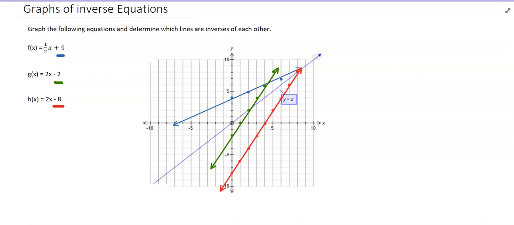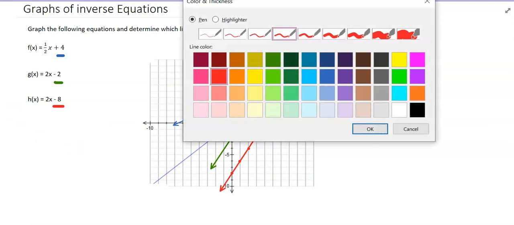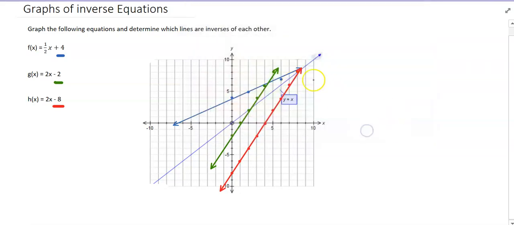And when I look at this sketch, it appears that the blue one and the red one are inverses of each other right here, because they are flipping over this line y equals x. So the blue line, which is the f of x, and the red line, which is the h of x, appear to be inverses of each other.